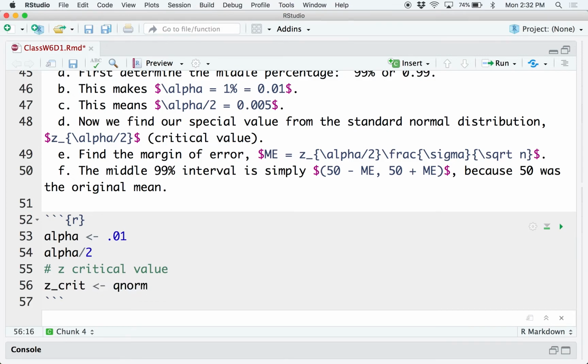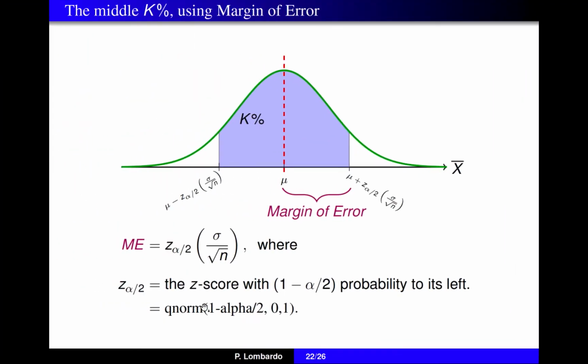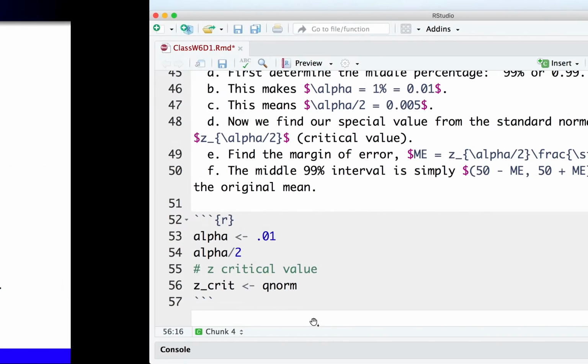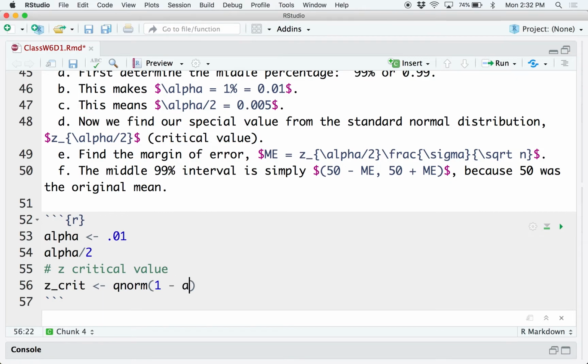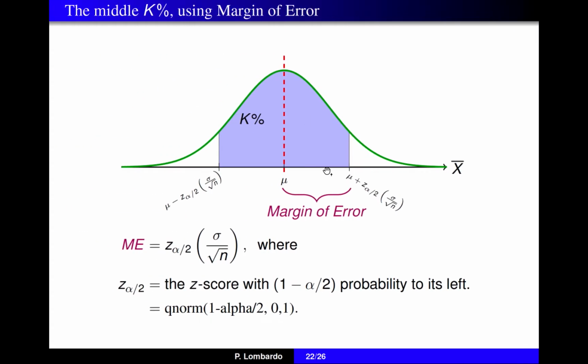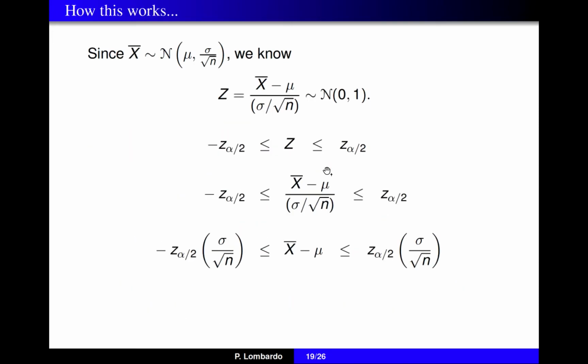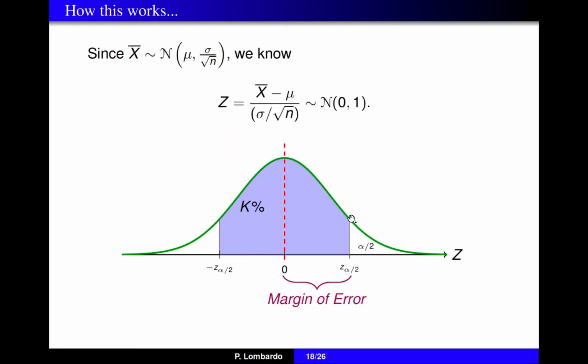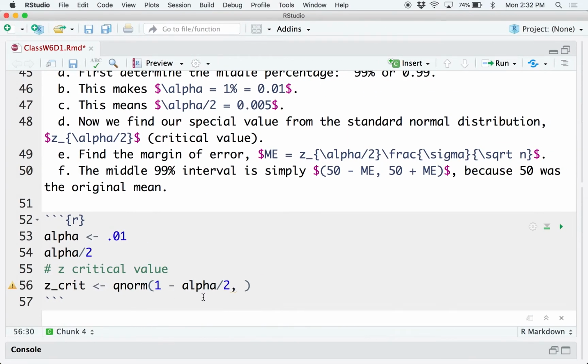And remember, the general idea here is we take qnorm of 1 minus alpha over 2. This is the area to the left of the appropriate z-score, if we go back to our original z-score picture. This is the area to the left of the z alpha over 2 term that we want. And since it's a standard normal value, we put in our appropriate standard normal mean and standard deviation. So this is z critical.